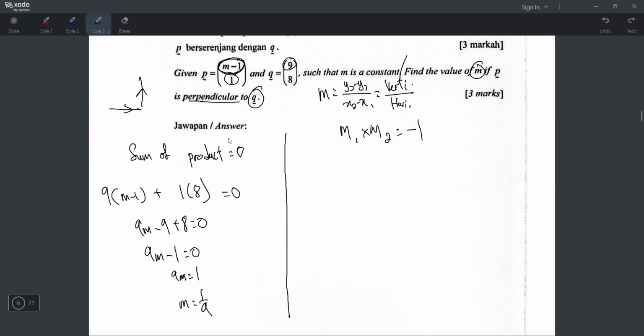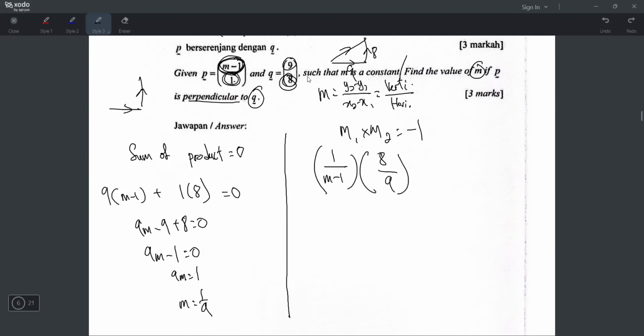So what you can do is take 1 over m minus 1 to find the gradient of this line, because the 1 is the distance for the vertical, and this one is the horizontal, and then multiply with 8 over 9. Yeah, because the 9 and 8 mean here 9 units and here 8 units. That's what it means, right? So to find the gradient, it has to be 8 divided by 9. It cannot be 9 divided by 8.